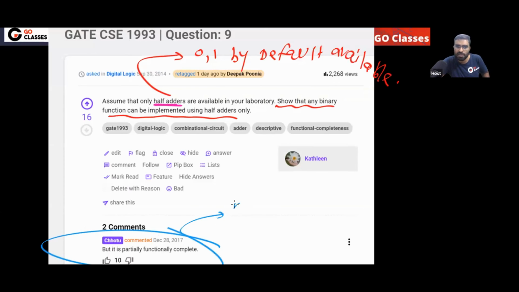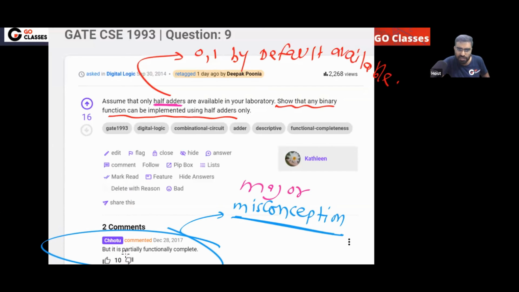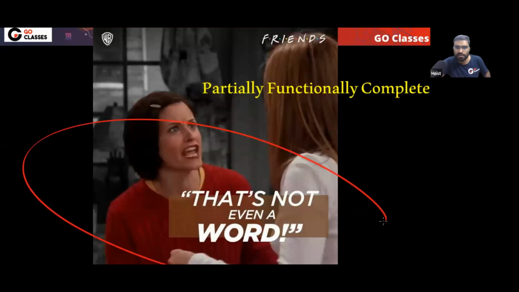You can see this type of comments, and you can see how many upvotes there are. How many upvotes? 10 upvotes. This is a very common misconception. This is a major misconception. This is not even a word. Next time when someone tells you partially functionally complete, what will you say? You will say, that's not even a word.